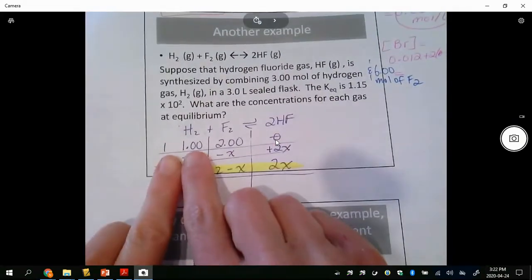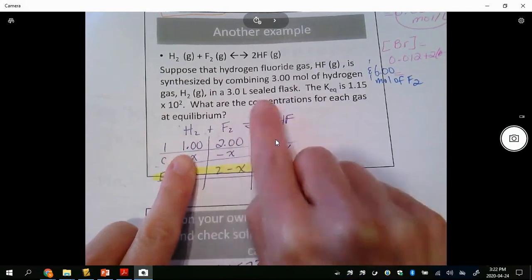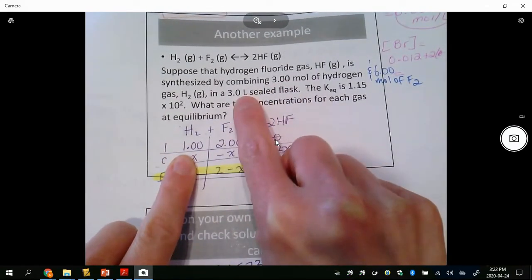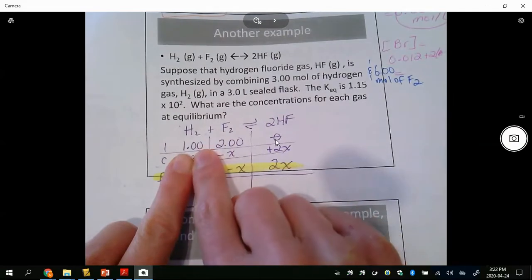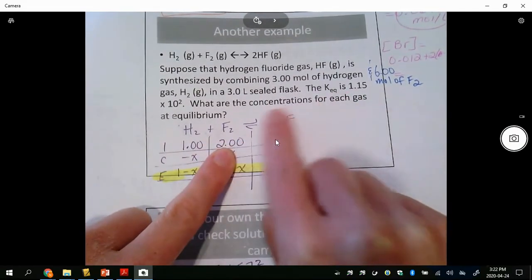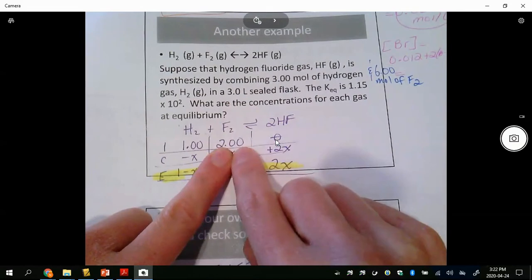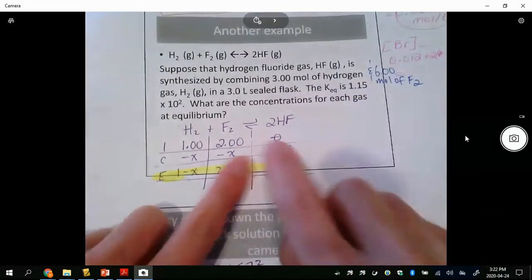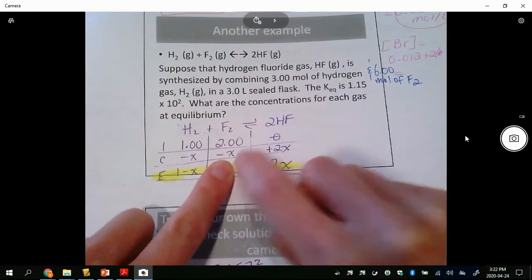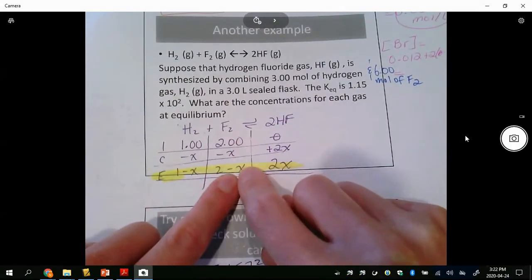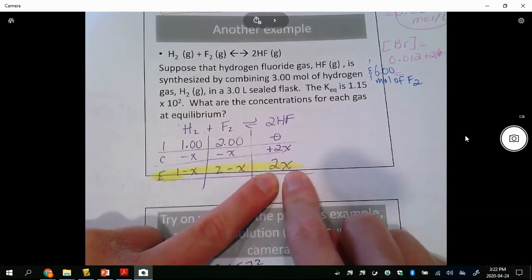Okay, so here we go. They gave us 3 moles of H2 divided by 3 liters is 1 mole per liter. So that's our initial for H2. For F2, it's 6 moles divided by 3 liters is 2 moles per liter. And then there's nothing in the product. Our change is minus x, minus x, plus 2x, to get you 1 minus x, 2 minus x, and 2x here.